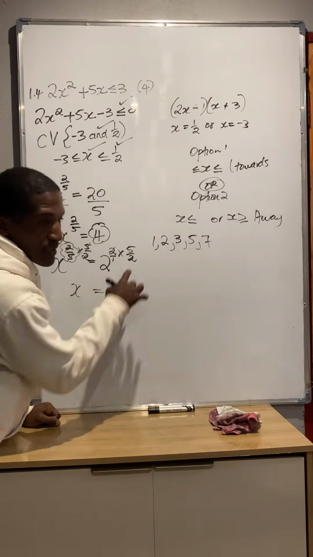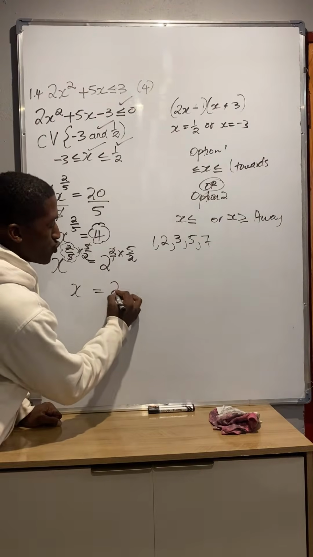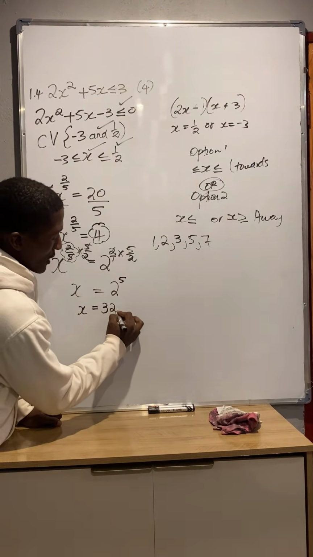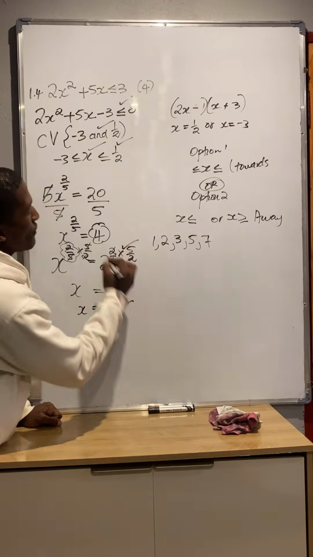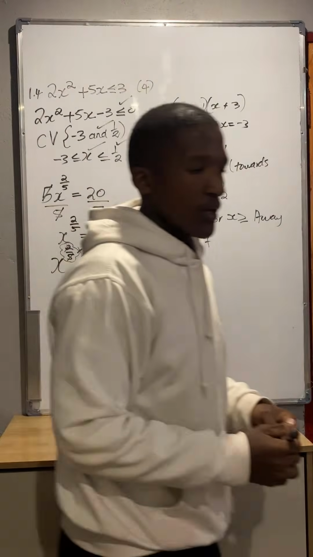These 2 will cancel, and they will give us an answer of 2 to the power of 5, where x will be equal to 32. Any question? Any question on that one?